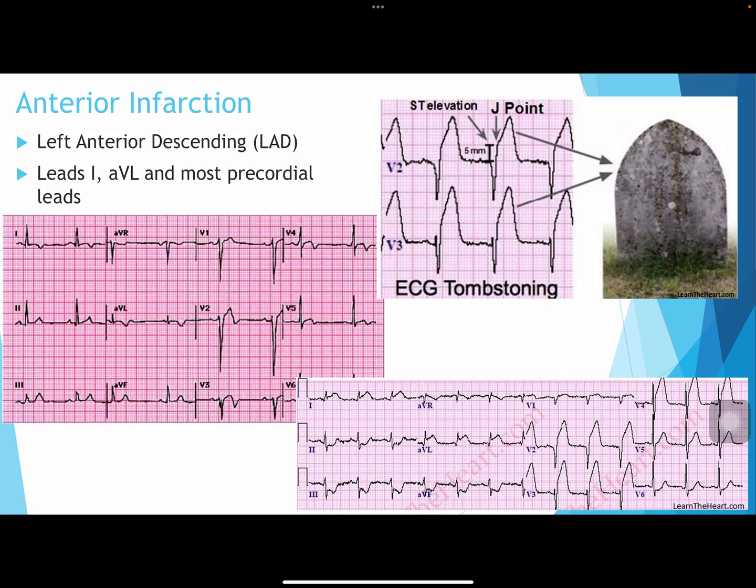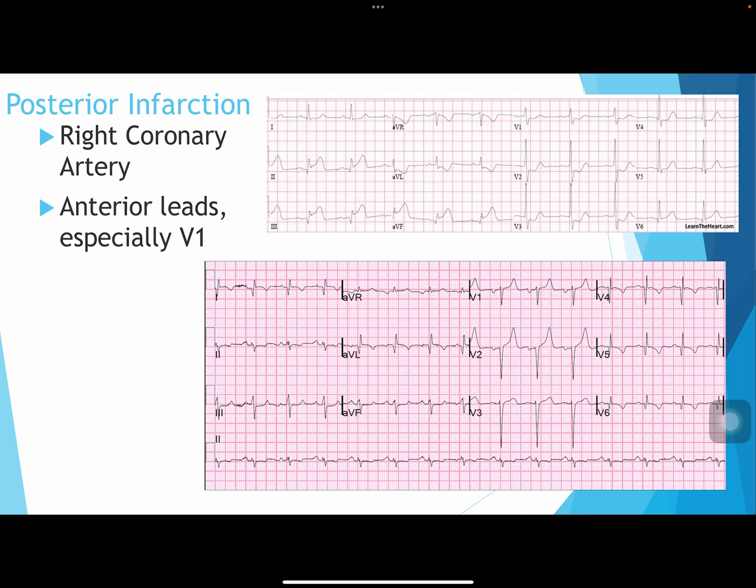So this anterior infarction is the left anterior descending, LAD or widowmaker. Usually see it in leads 1, AVL, and most of the precordial leads as well. So that would be the V1 through V6, as we know. So the next slide is your posterior infarction.